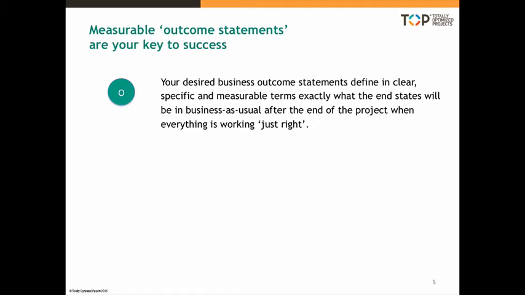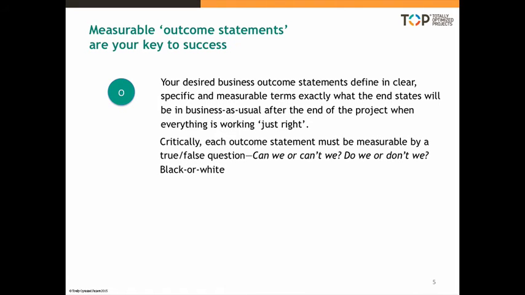But there's another dimension that is equally critical. Each outcome statement must be measurable by a true-false question. Can we or can't we? Do we or don't we? Have we or haven't we? Black or white, such that you can identify immediately if there are any compromises in the delivering. Let's look at a couple of statements.